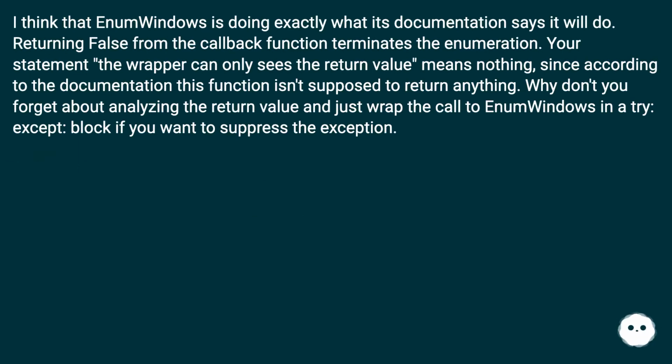I think that EnumWindows is doing exactly what its documentation says it will do. Returning false from the callback function terminates the enumeration. Your statement that the wrapper can only see the return value means nothing, since according to the documentation this function isn't supposed to return anything. Why don't you forget about analyzing the return value and just wrap the call to EnumWindows in a try, except block if you want to suppress the exception.